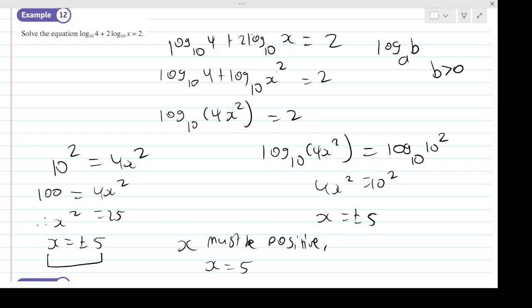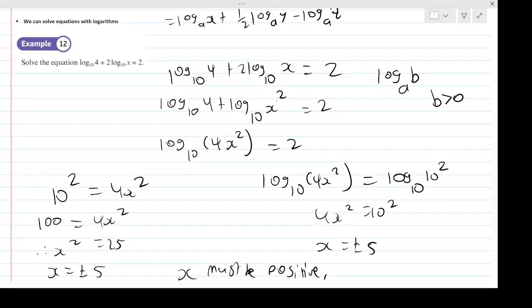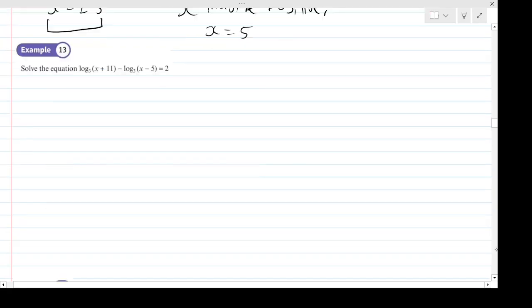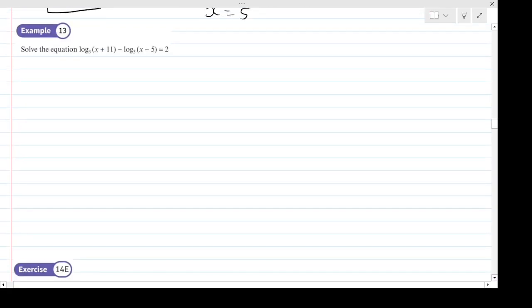If x is negative 5, if you were to try that, you'd have 2 log 10 of minus 5. That will not be defined. It would say math error or undefined, effectively, in your calculator. So that would not be a solution, because of the whole idea that in the log, as we discussed, your input can only be positive. It must be positive. So there we are. Okay, we can solve another equation.